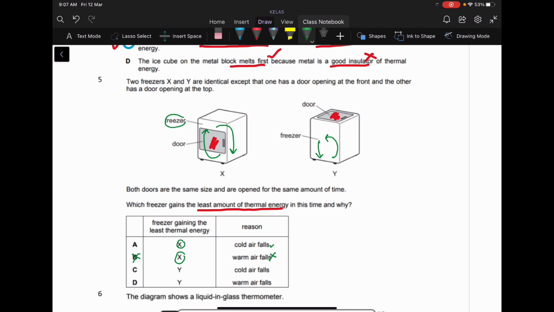C: freezer gaining the least thermal energy is why. Okay, and then cold air falls. Okay, this statement is correct. Warm air falls. Okay, this statement is wrong. So now, A or C?